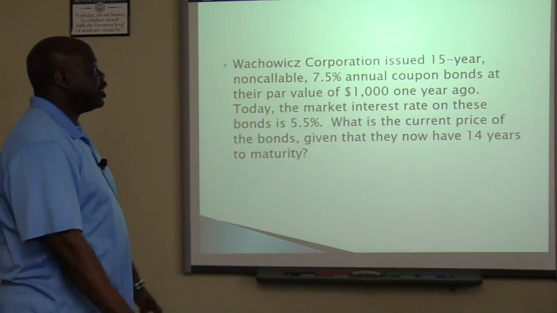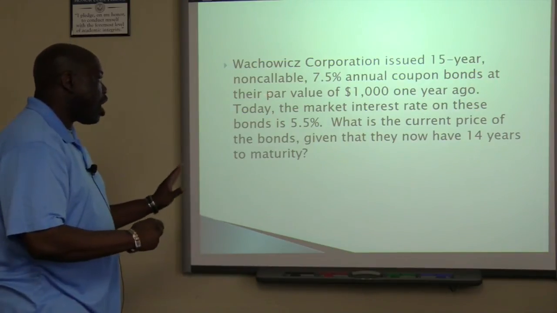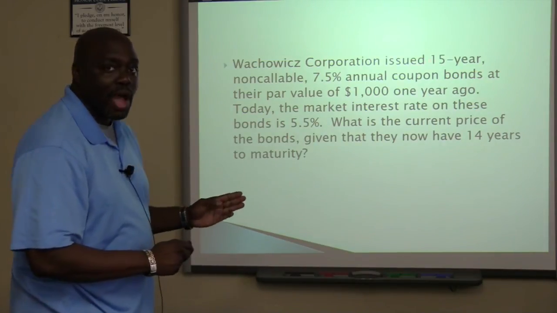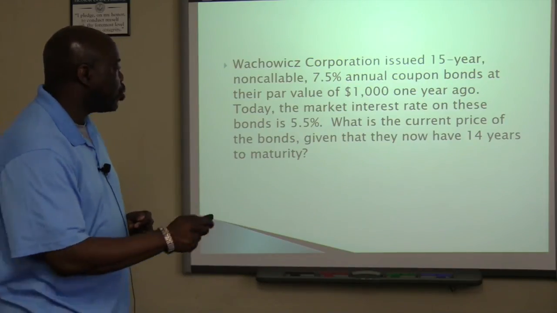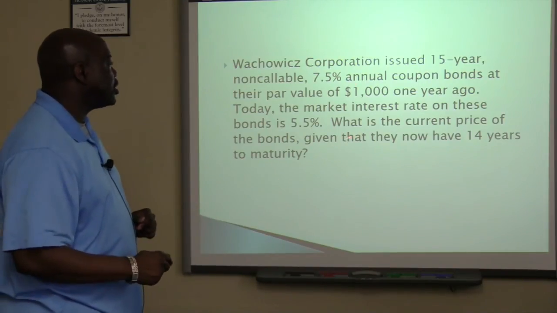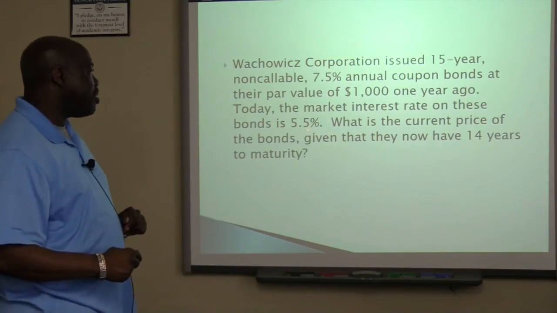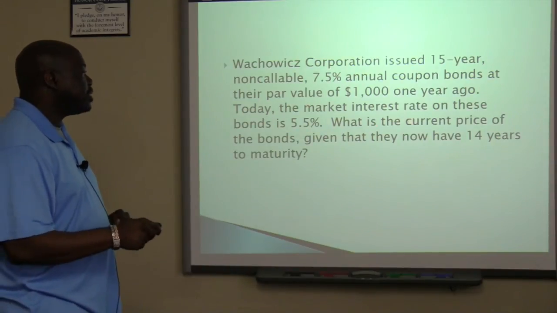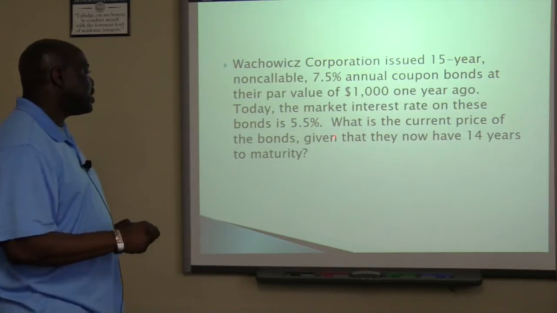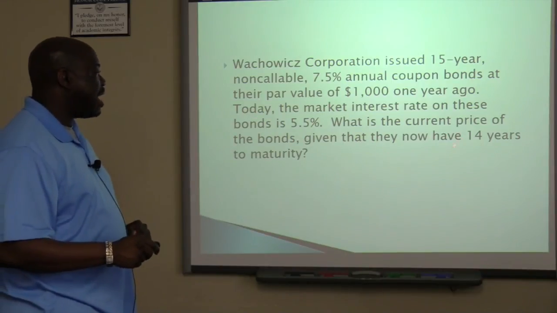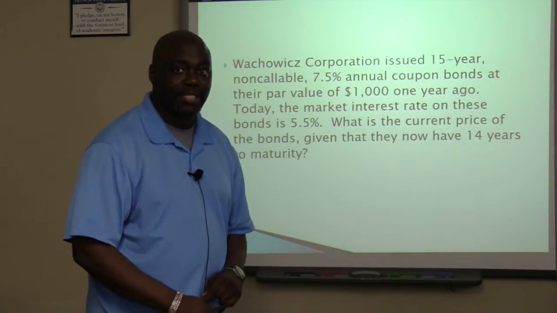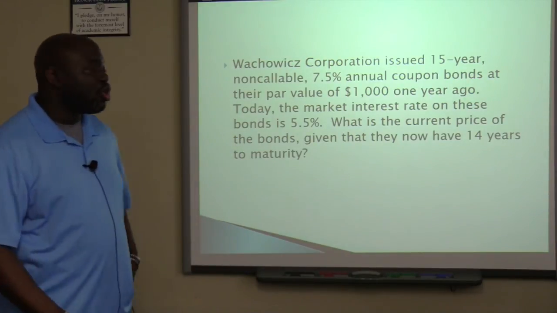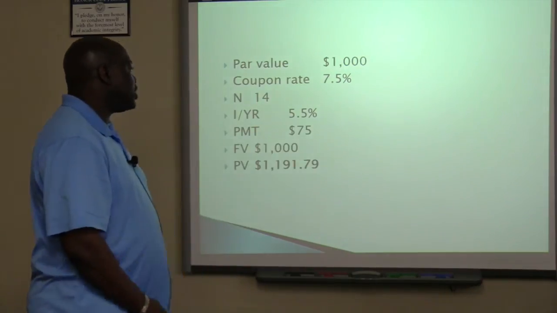Watchix Corporation issued a 15-year non-callable 7.5% annual coupon bond at their par value of $1,000 1 year ago. Today, the market interest rate on these bonds is 5.5%. What is the current price of the bonds given now that they only have 14 years to maturity? So 1 year has passed, right? So what do we already know about N? N is going to be 14.